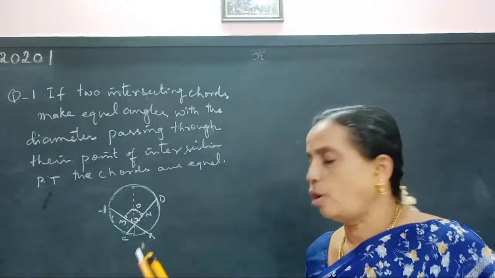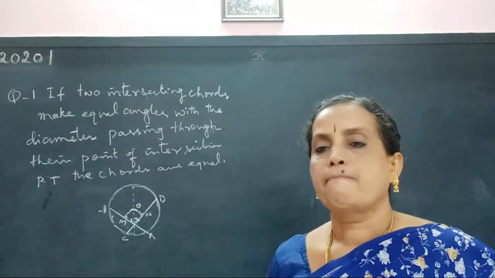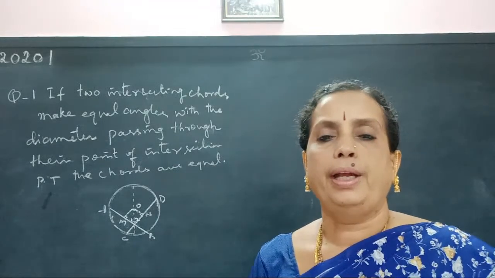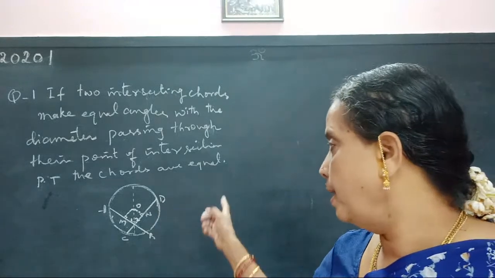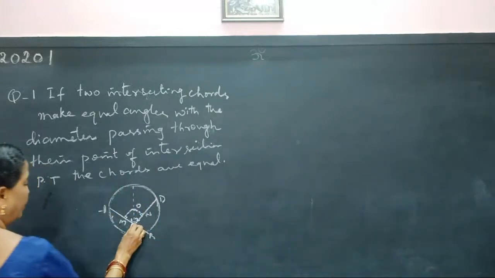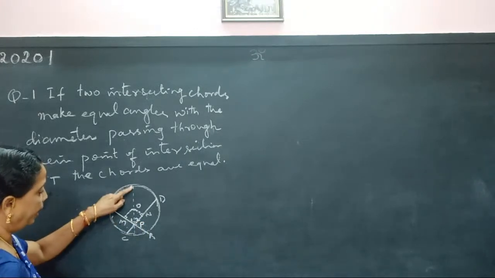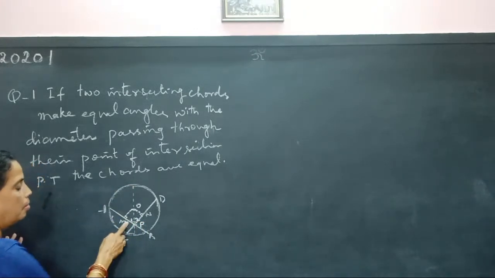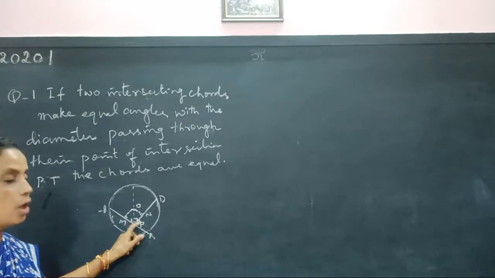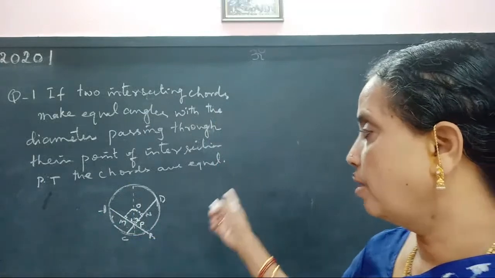Please check it once. It's already clear. I am seeing that in my mind. It is given AB and CD. They are not equal. We have to prove it is equal. AB and CD are two chords intersecting at a point P, and the line which is a diameter passing through the center makes equal inclination. That means these two angles are equal. We have to prove AB equals CD.